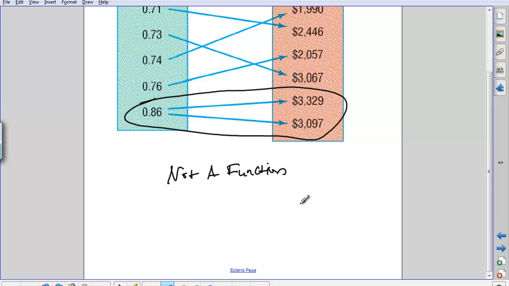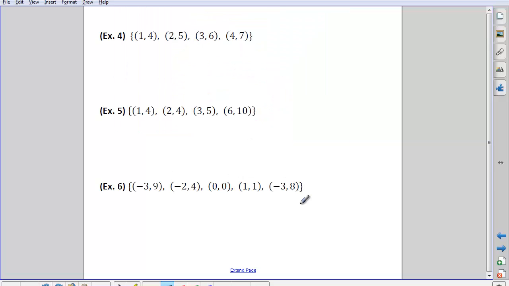And here, just following the instructions, it said if it is a function, state the domain and range. Since this is not a function, we're done with it. We don't have to state anything on the domain or range. Okay, so that's mappings. We said there's 4 different ways to show a relation or a function. Mappings is one of them.